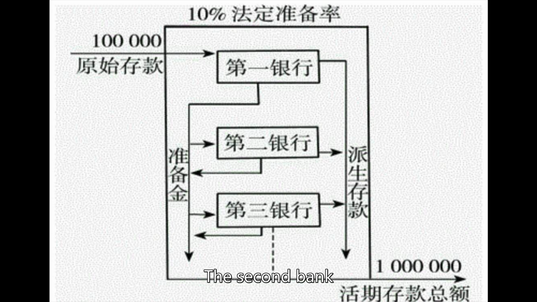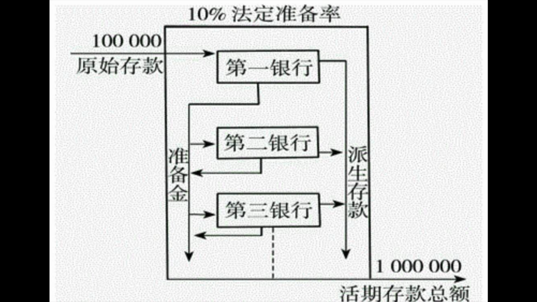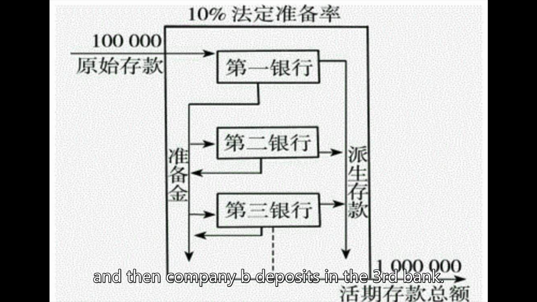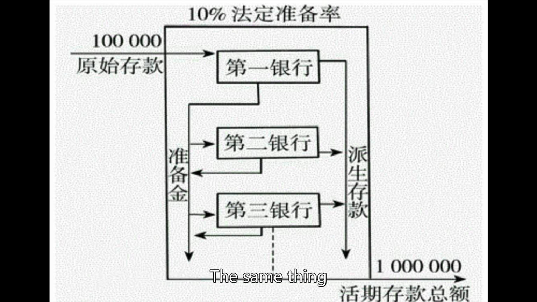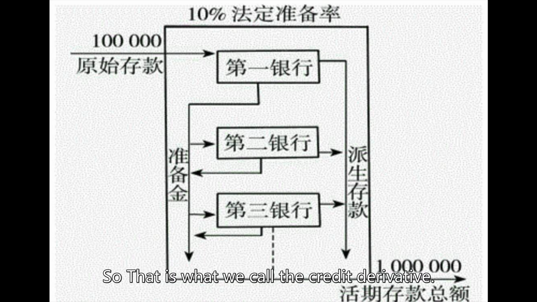The second bank then loans the remaining $81,000 to company B. And then company B deposits in the third bank. So same thing, the third bank will have to turn in the 10% capital reserve to the central bank. And it goes on. So that is what we call the credit derivative.